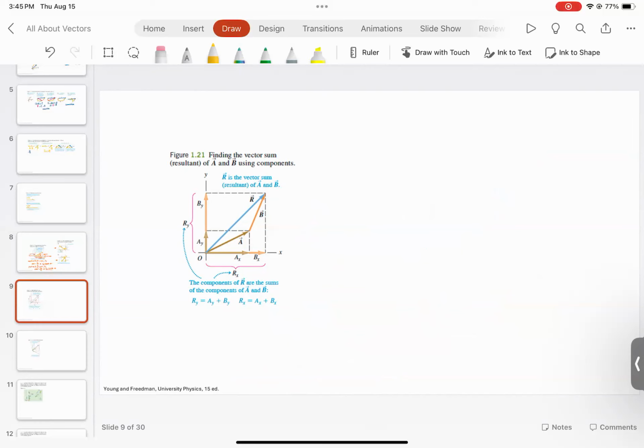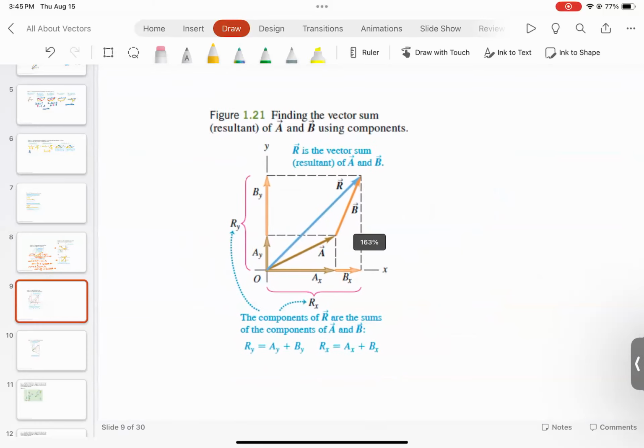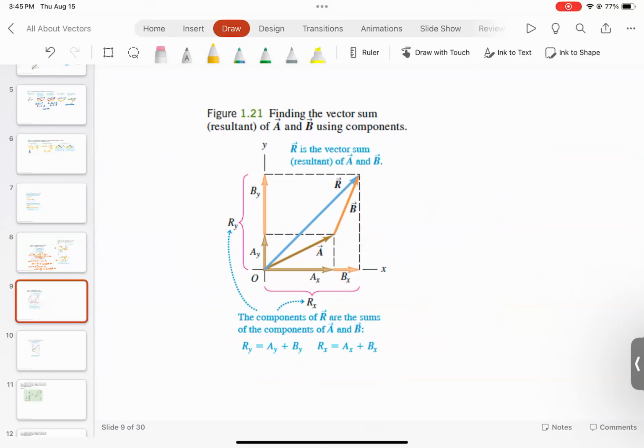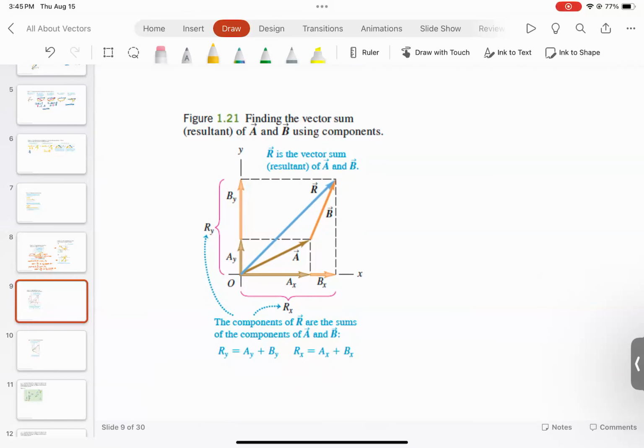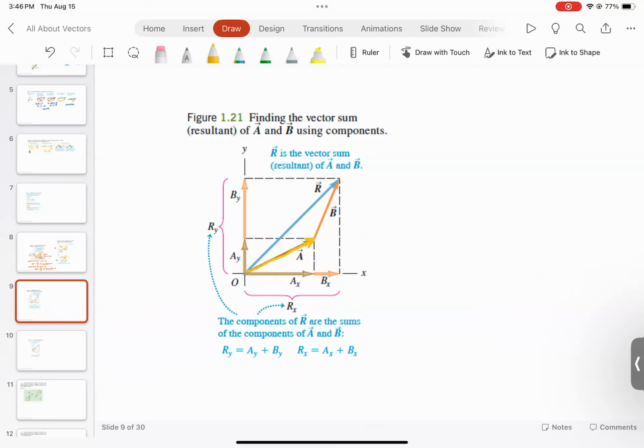Okay. Now, kanina we obtained the vector sum using graphical method. Now, we're going to find the vector sum using components. So, ang gagawin natin is, we're going to add vector A and vector B. But to do that, we first draw vector A like this. And then we get the components of vector A along the x-axis and along the y-axis.